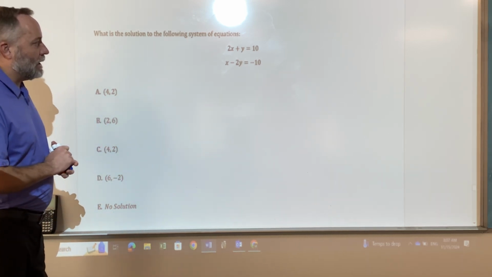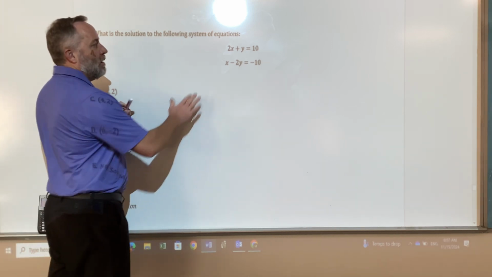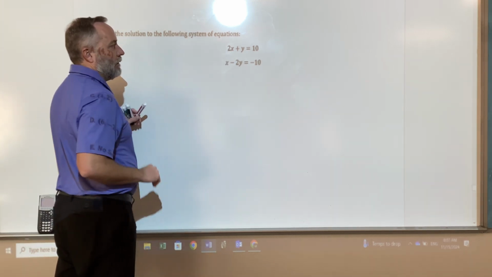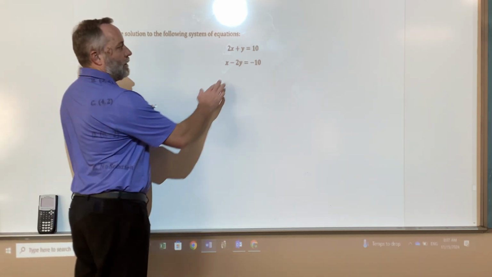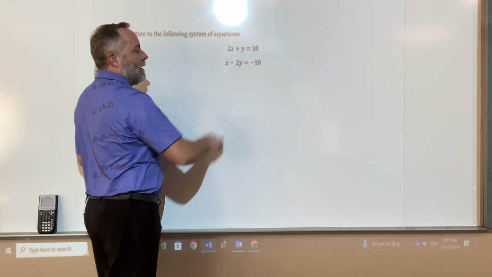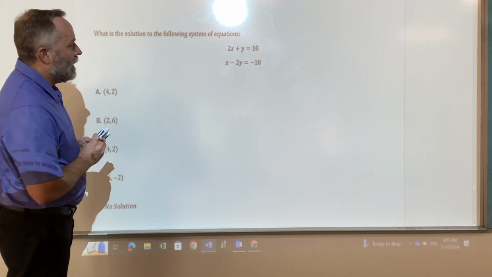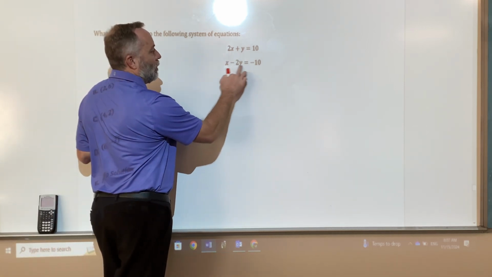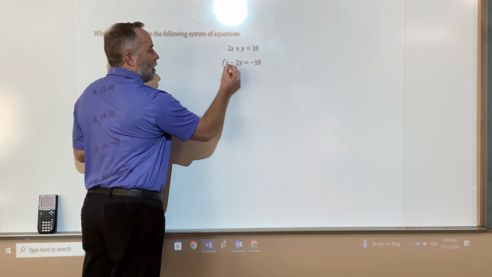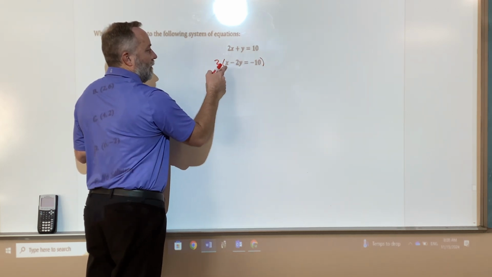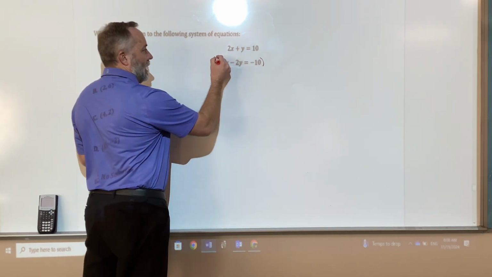So I'm going to show elimination this time, and what you're trying to do in elimination is multiply one or both of the equations so that the coefficients of one of the variables, either x or y, match. They're the same. So if I'm looking at this system, I can, by multiplication, multiply the bottom equation by 2 so that 2 times x will match that 2x. Let me just show that right here.